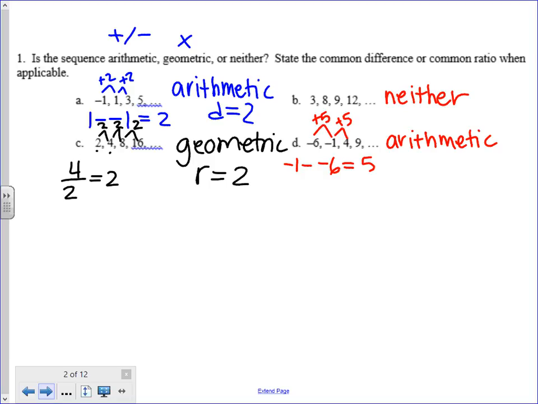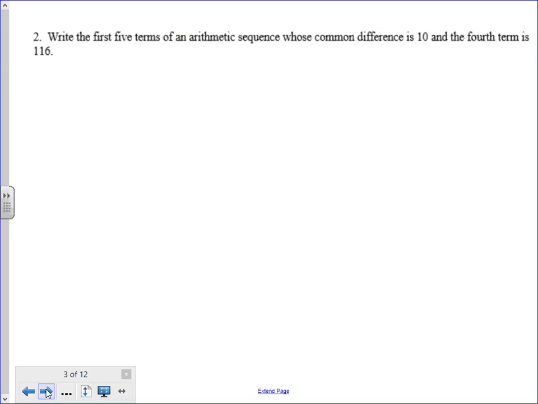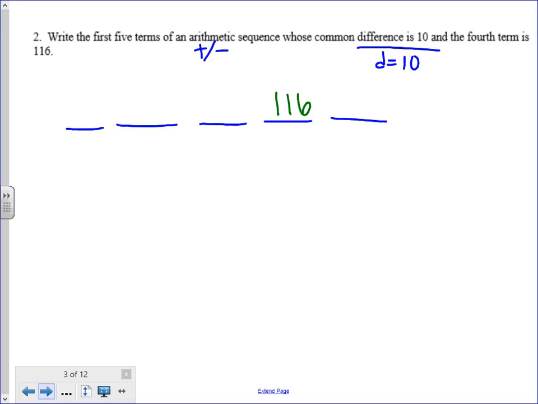All right, moving on to number 2. Write the first 5 terms of an arithmetic sequence. So arithmetic tells us I'm going to be adding or subtracting, whose common difference is 10. So that means d is 10. And the fourth term is 126. So what I would do here is list out 5 blanks, and I'm just going to fill in the blanks with the terms. They tell me that the fourth term is 126. And then it says the common difference is 10. That's positive 10.